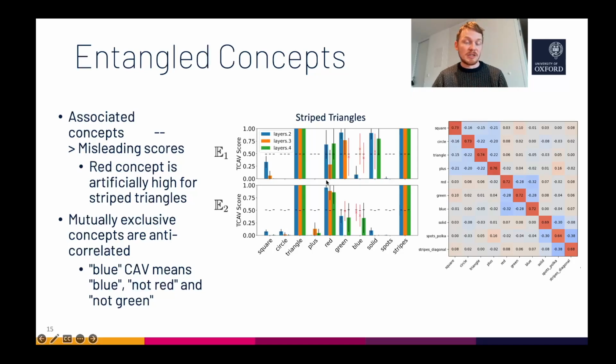When we know the model is not using this concept, because the model gets something like 99% accuracy on all the different classes, it suggests that the association between this red and the triangle class has artificially increased this TCAV score. Also, interestingly, we had a look at these blue sections of the plot, and we saw that in this case, mutually exclusive concepts turned out to be anti-correlated. So the model didn't just learn that green means green, it learned that green means not red and not blue as well.